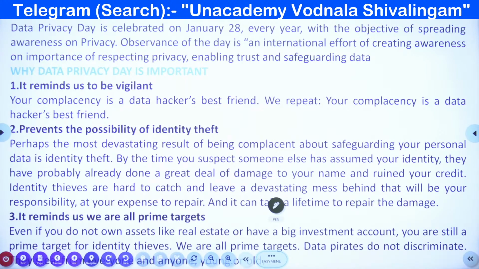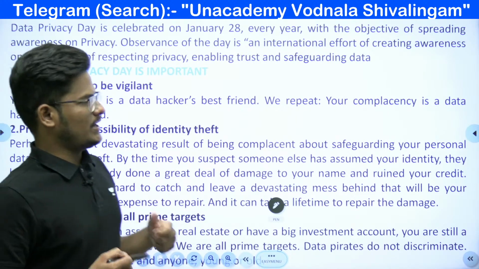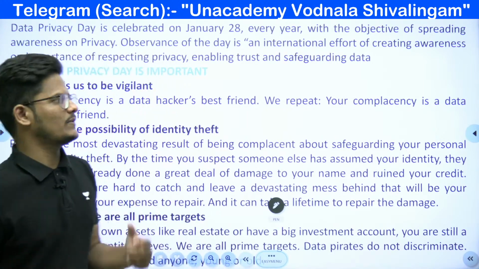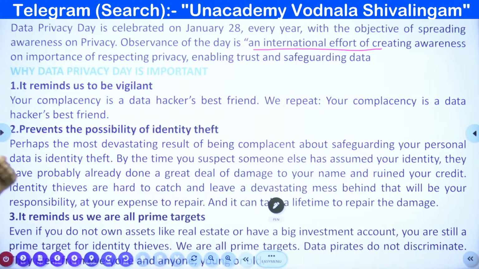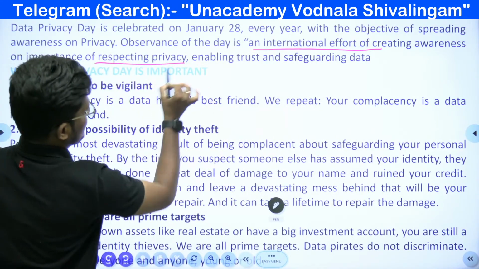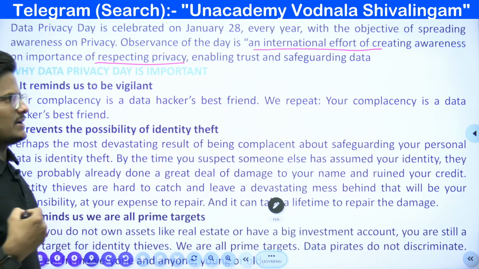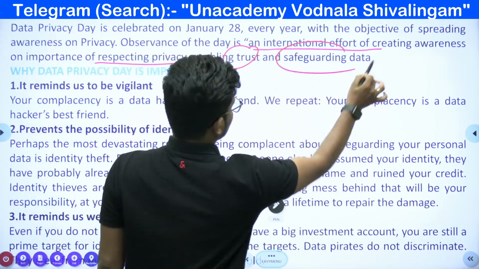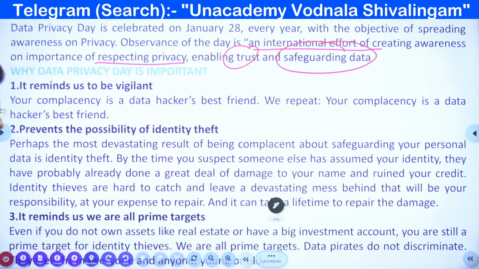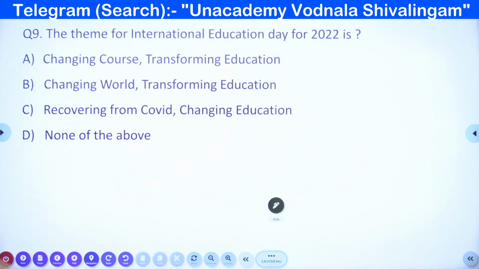It helps prevent the possibility of identity theft. It is an international effort to create awareness on the importance of respecting privacy, or data related to someone's private data, enabling trust and safeguarding data on social media or anywhere digital. To protect that and create awareness, Data Privacy Day is celebrated on January 28 every year.